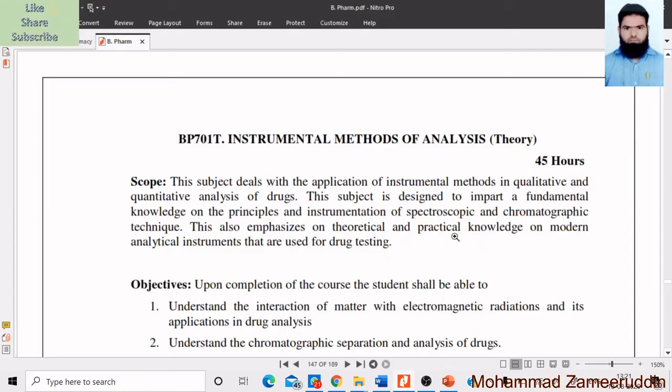Dear students, first we will discuss the syllabus of instrumental methods of analysis. In this syllabus, we have to discuss the applications of instrumental methods in qualitative and quantitative analysis of different drugs. More emphasis is given in this course to spectroscopy and chromatographic methods. We will discuss the theoretical and practical aspects of these two instrumental analytical methods, that is spectroscopy and chromatography.